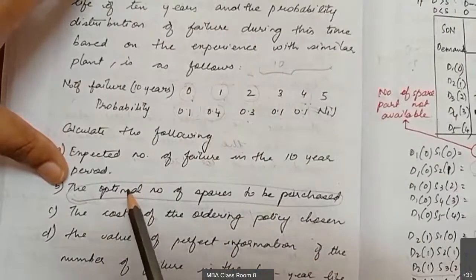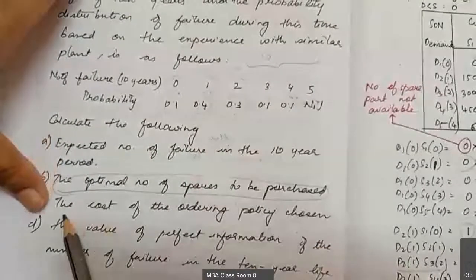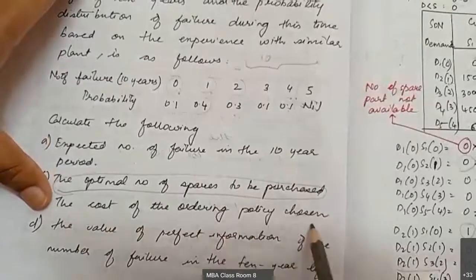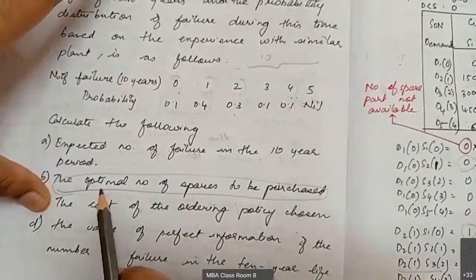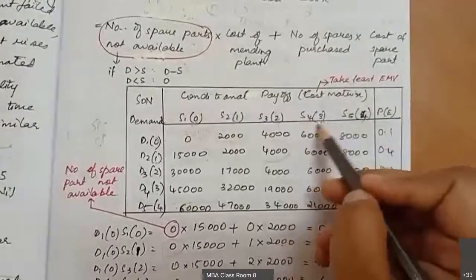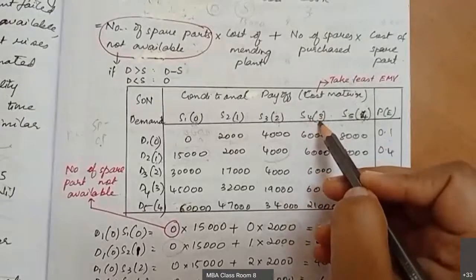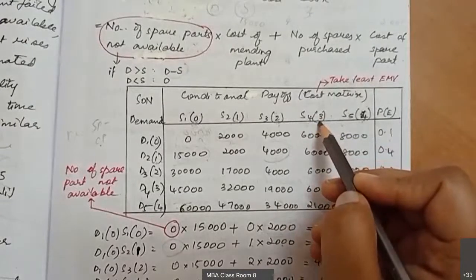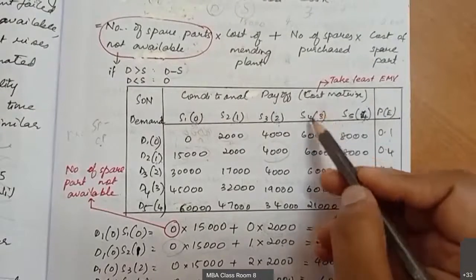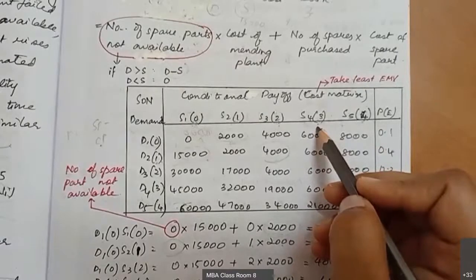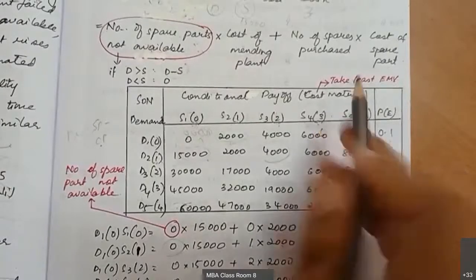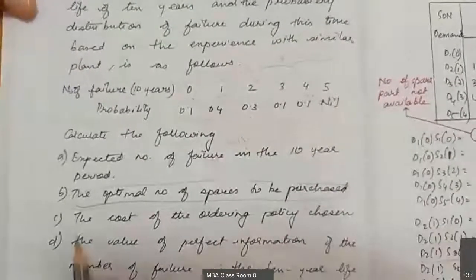Second one, we have already found out using the payoff table. Third question, the cost of ordering policy chosen. Cost of ordering policy means what? In the second question, which was the strategy that we chose? We chose S4. S4 corresponds to 3 spare parts. What is the cost of 3 spare parts? For 1 spare part, it is 2,000 rupees. So for 3 spare parts, it will be 3 into 2,000, that is 6,000 rupees. So 6,000 will be the answer for the third question.